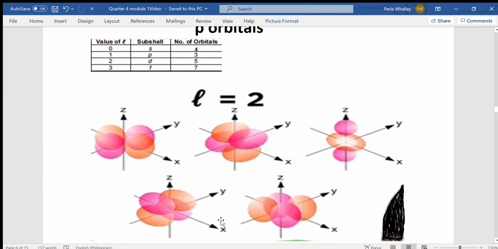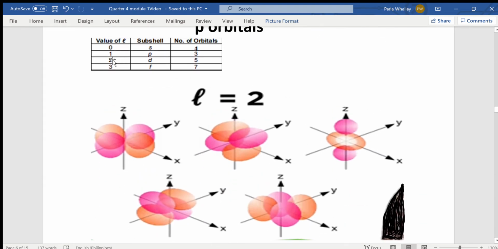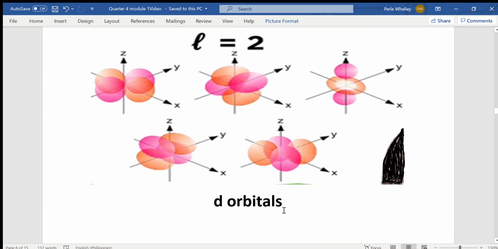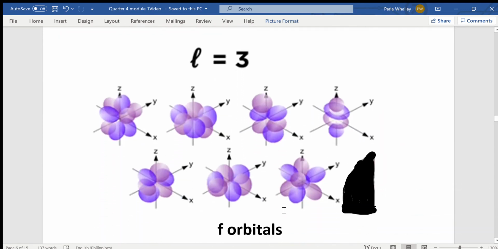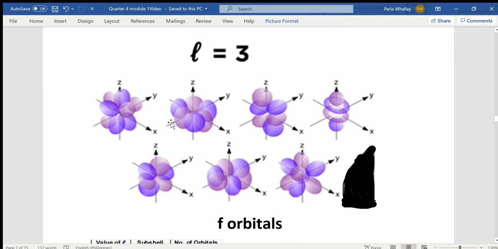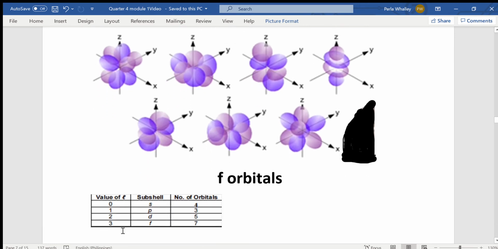When l is equal to 2, subshell is d, or the orbital is d. And d has how many suborbitals here? We have 5: 1, 2, 3, 4, 5. When l is equal to 3, the subshell is f, and there are 7: 1, 2, 3, 4, 5, 6, 7 orbitals.